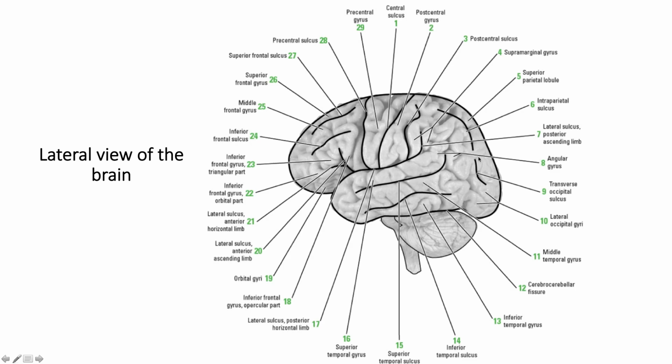And what we did not cover yet was the last one, and we also did not cover the transverse occipital sulcus. And we also did not cover the cerebrocerebellar fissure, or cerebrocerebellar sulcus. This is a sulcus that is the boundary between the cerebrum and the cerebellum. And last but not least, we have the occipital gyri, or in this case they are called the lateral occipital gyri, since we're looking at the brain from a lateral view.